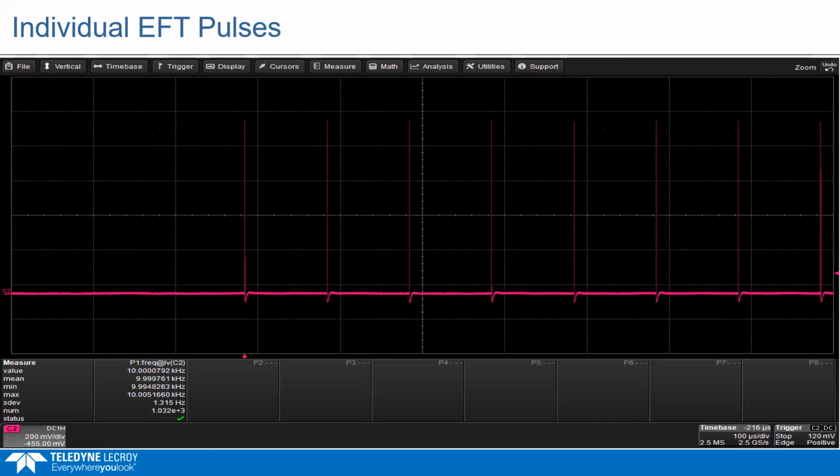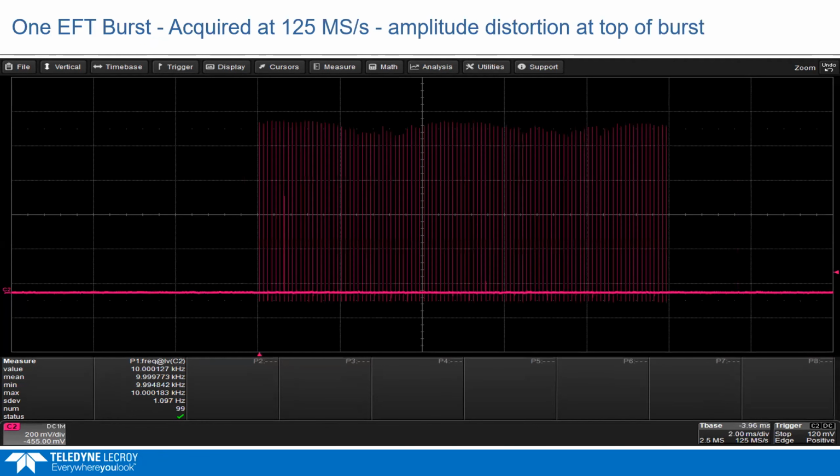So this is an example of capturing an EFT burst where we're looking at some of the leading pulses on it. And I set up the frequency measurement here. It's 10 kilohertz frequency, so that's a pretty low frequency. And I started out sampling it at 125 megasamples per second. And when we're thinking about Nyquist, if we were just looking at that fundamental frequency, then we could say, well, it's 10 kilohertz, and I'm sampled at 125 megasamples per second, so I'm oversampled at 12,500 times oversampling, so that should be overkill in most signals that one would capture.